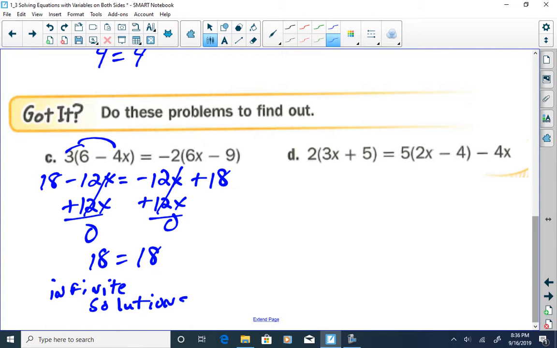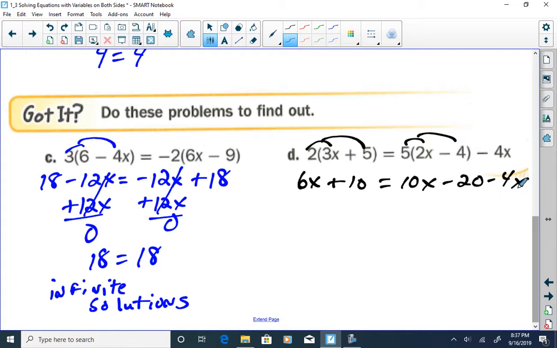Okay. Our next one. Distribute the 2. 2 times 3x is 6x. 2 times 5 is 10. Distribute here. We have 5 times 2x is 10x. 5 times 4 is 20. Then we have minus 4x. On the right side of this equation, I can combine like terms. 10x minus 4x, I get 6x minus 20 on the right side of the equation. On the left side of the equation, we have 6x minus 10.